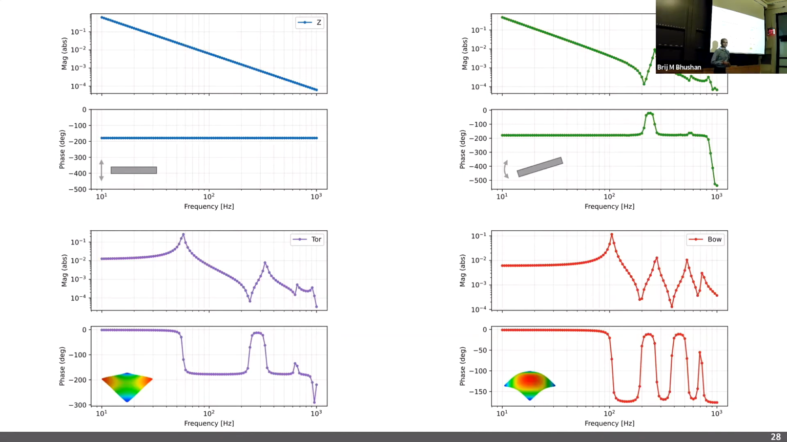Yes, sir. How sensitive is the cancel to the center position of those 4 sensors? Is there a 5 millimeter?